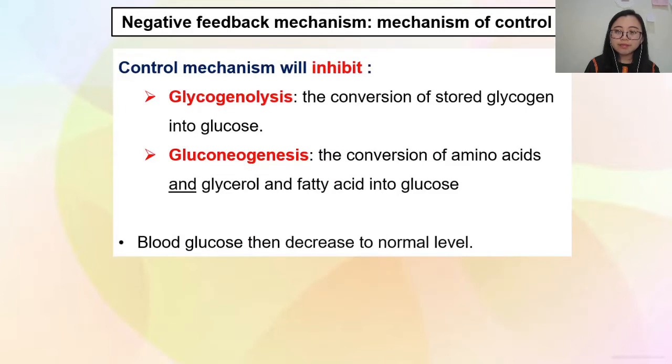At the same time, this control mechanism will inhibit glycogenolysis, which is the conversion of stored glycogen into glucose, and gluconeogenesis, the conversion of amino acids and glycerol and fatty acids into glucose. The blood glucose will then decrease to normal level.